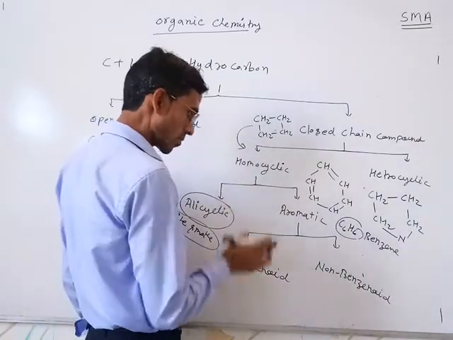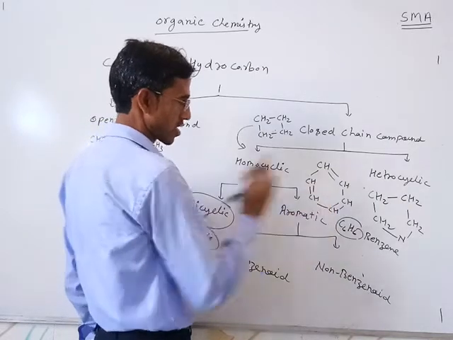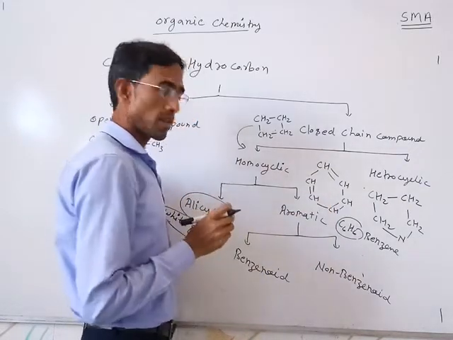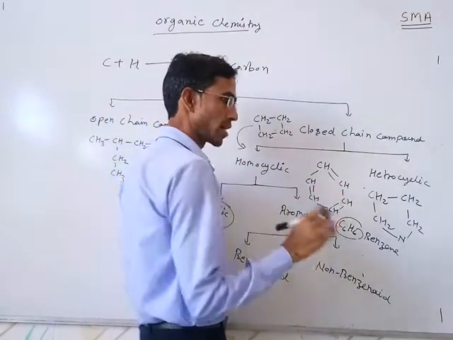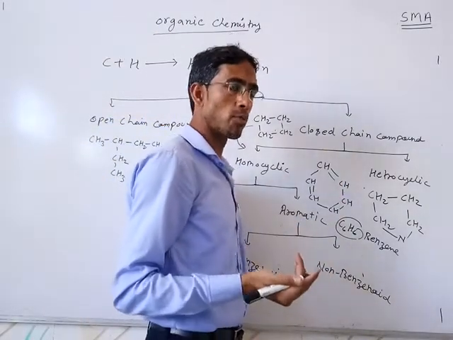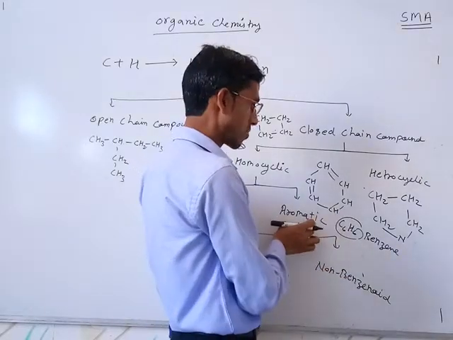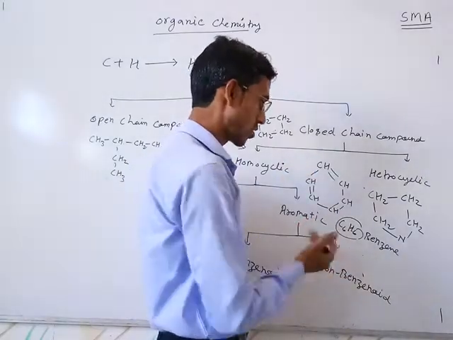Benzenoid: those compounds which represent the benzene structure and benzene properties are known as benzenoid. But some compounds do not have the benzene structure, yet they show the properties of aromatic compounds. These are known as non-benzenoid.